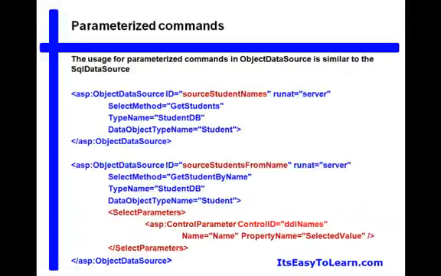The way we use parameters commands in object data source is similar to how we use it in SQL data source. For example, we have an object data source called source student names and another object data source called source students from name. Source students from name uses the select method getStudent by name. GetStudent by name requires a name as an input parameter. This name, which is required as an input parameter, is supplied with a control called DDL names. This way, we have a master details relationship.